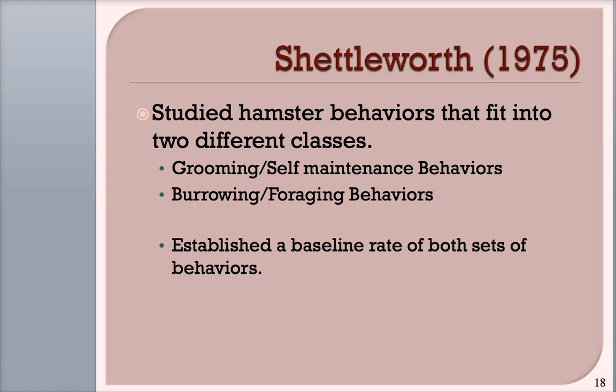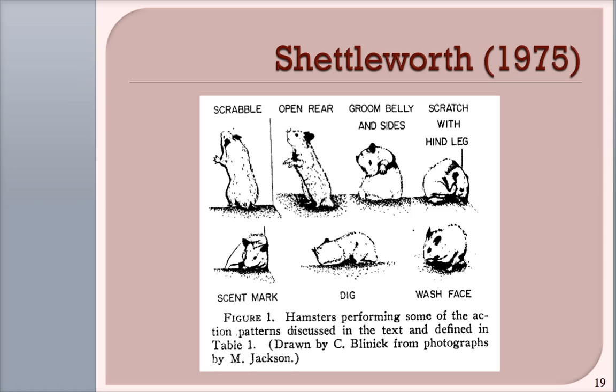And then there's the foraging behavior, which deals with hunting for food. So they burrow and dig and crawl around on the ground, and they move. It's a lot of locomotion and a lot of hunting kinds of behaviors. And so she described these two sets of behaviors and established a baseline rate for both sets of behaviors. Let me show you what they look like here. She watched them, and she created what's called an ethogram, which is descriptions of behaviors and the systems that they fit into.